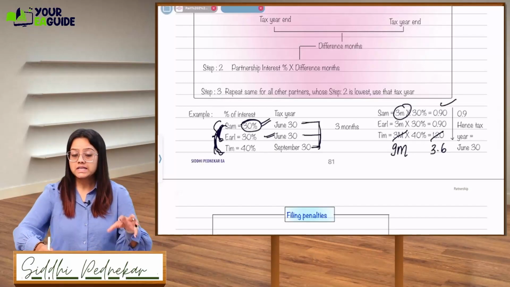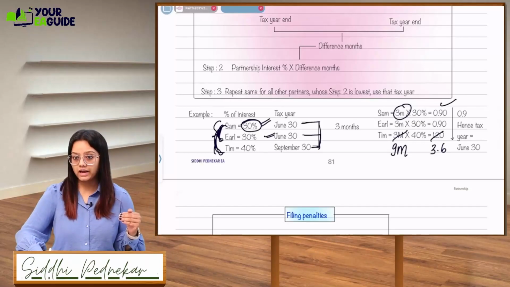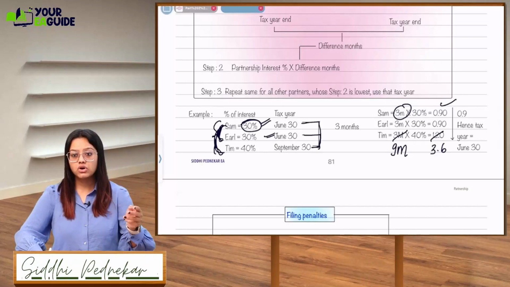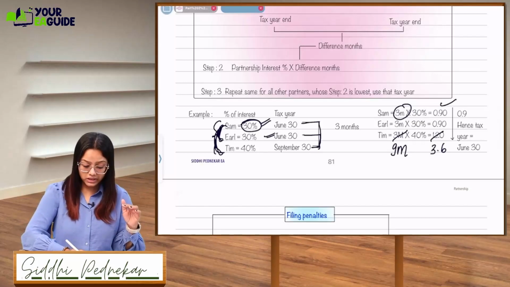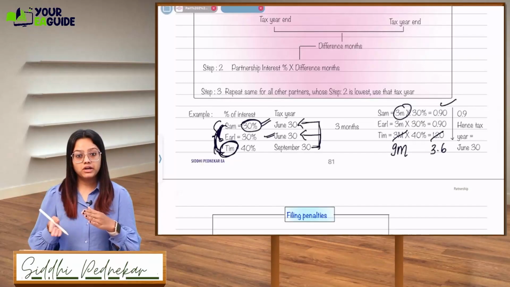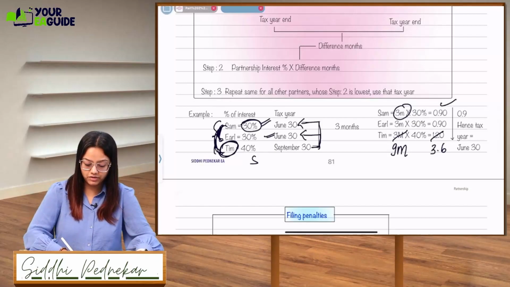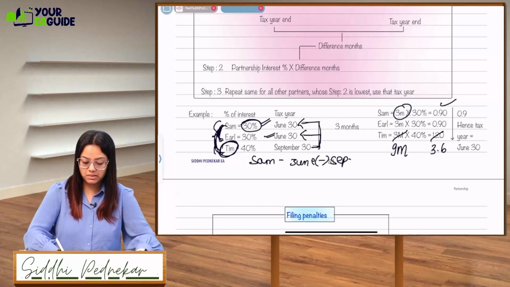Okay, same way, the difference between Earl's ending tax year and Tim's ending tax year comes to again 3 months into 30%. Now do Tim's tax year minus Sam or Earl. Even if we take Sam or Earl, it will be the same only. So from September to June, you have to check. See, always remember, whoever you are taking first, take his tax year over here minus September. So it comes to 3 months.